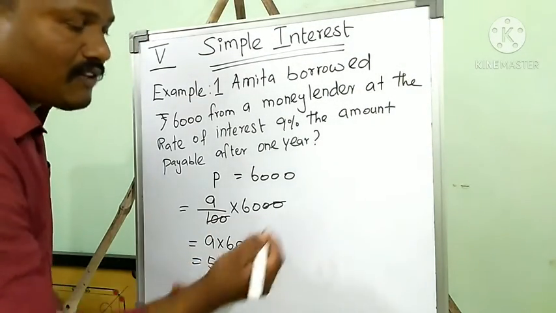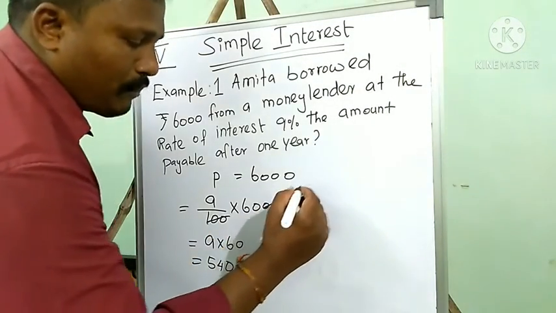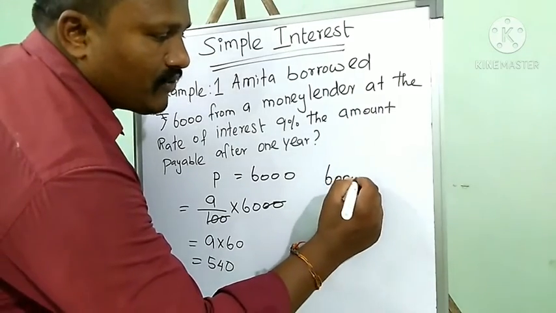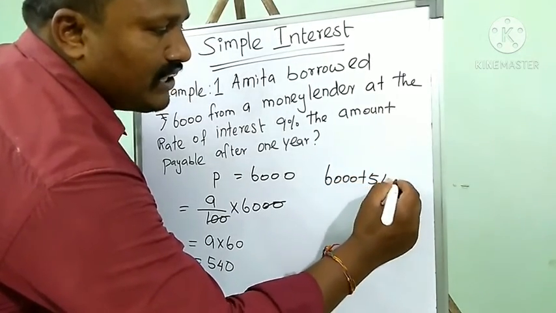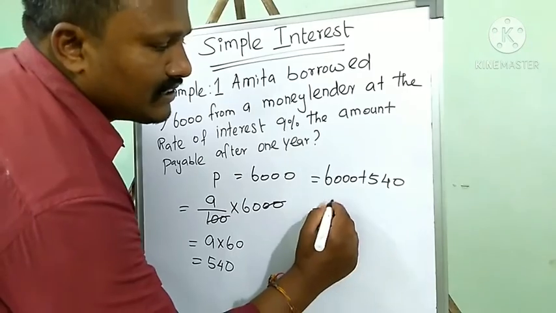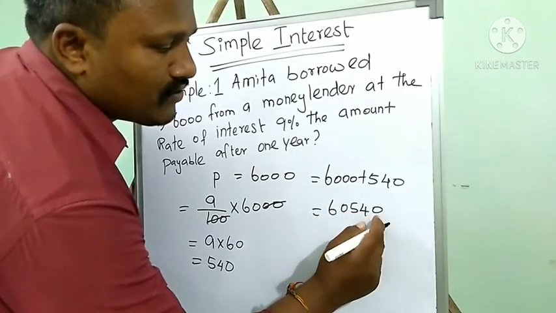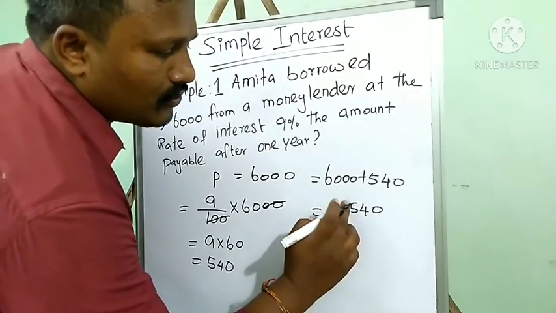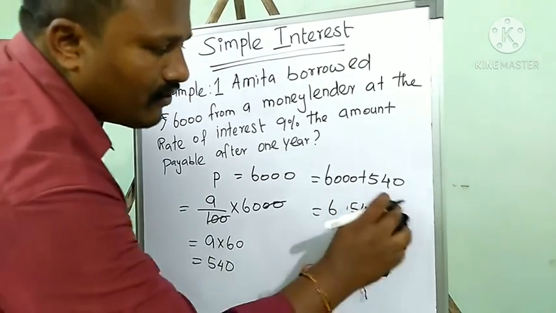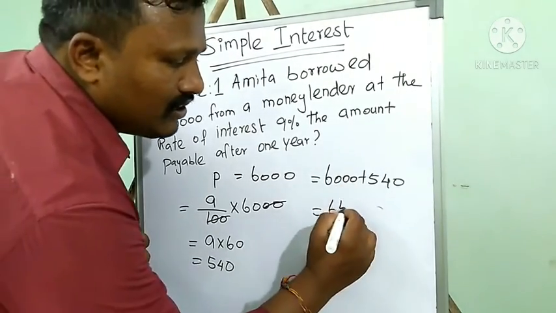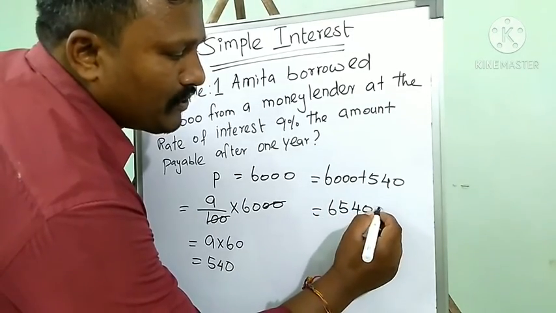So after 1 year, he has to pay 6,000 plus 540. If you add 6,000 and 540 rupees, 6,540 rupees you have to pay.